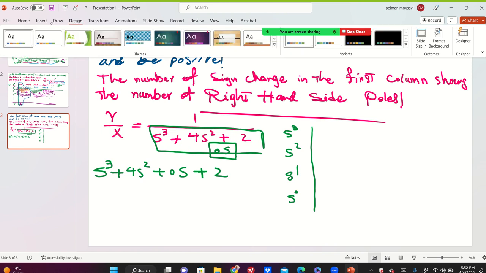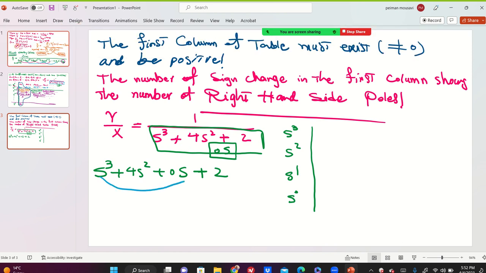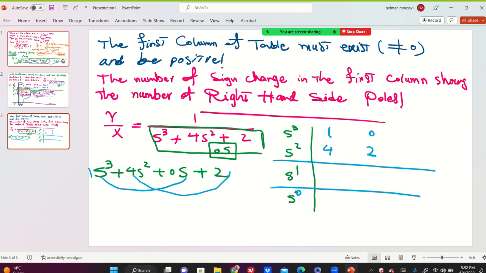What you're gonna do, as I said before, you're gonna select this and this and this and this. In s cubed, you're gonna have 1, 0. S squared, you're gonna have 4, 2. Last line, I told you that you're gonna select the constant number 2. Here, this multiplied by this minus this multiplied by this, divided by 4. So you're gonna have 0 minus 2 divided by 4. How much is this? Minus 0.5. Everybody agree?